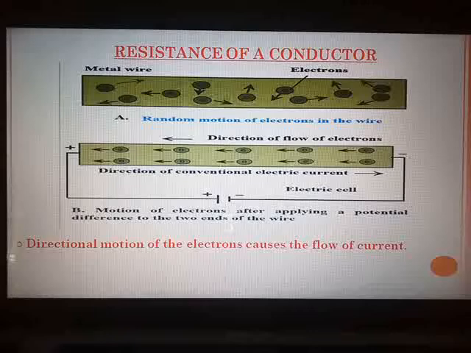And in the random motion of these electrons, they strike the atoms and the ions which lie in their path.